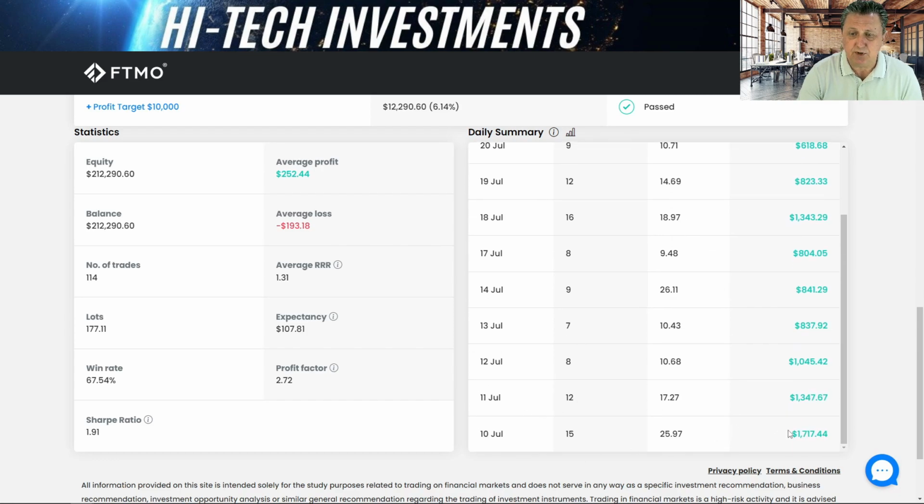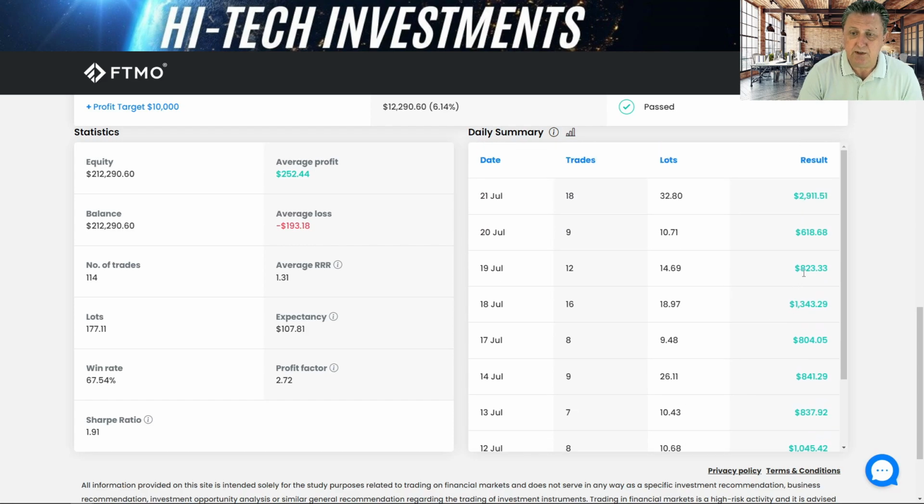We can see the individual trading days: 1700, 1300, 1000, 800, 800, 800, 1300, 800, 618, and then 2911 at the end of the day. But obviously this was not enough to pass that particular challenge.